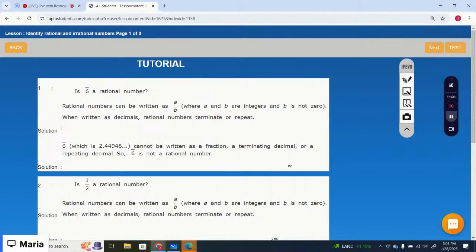So you are given square root 6. Square root 6 is equal to 2.44, and that cannot be written in fractional form. So that means square root 6 is not a rational number. Let's just start with the test questions.